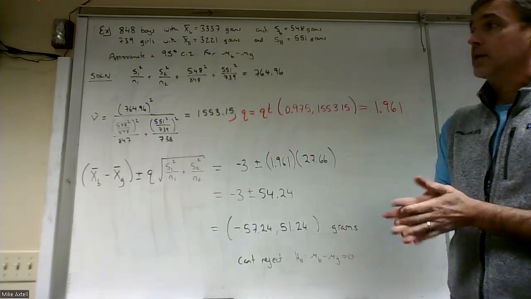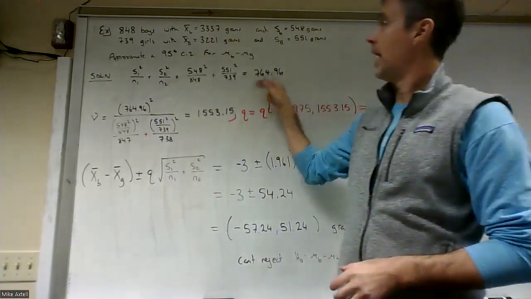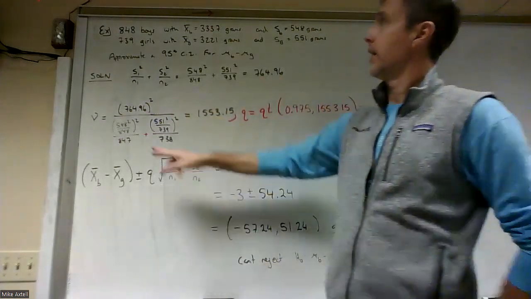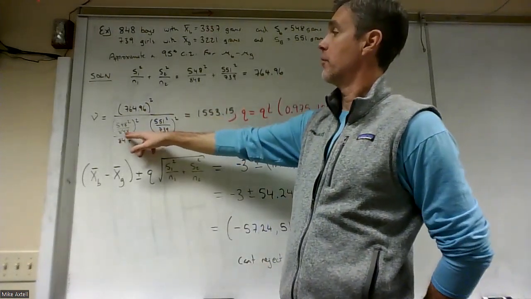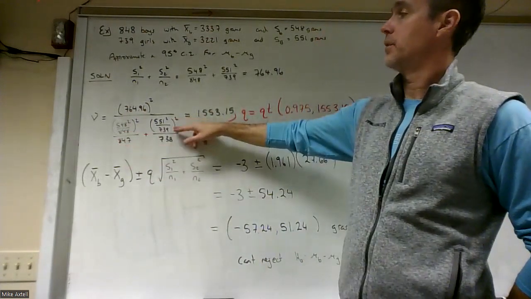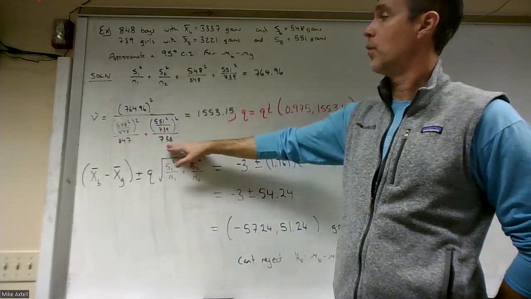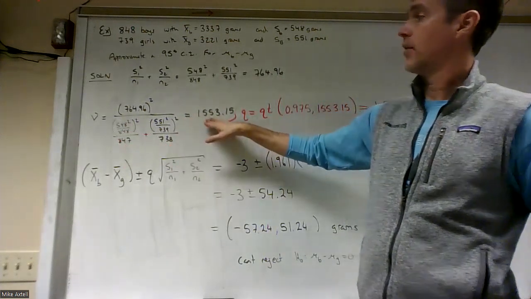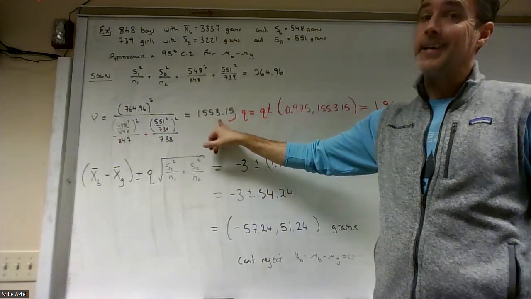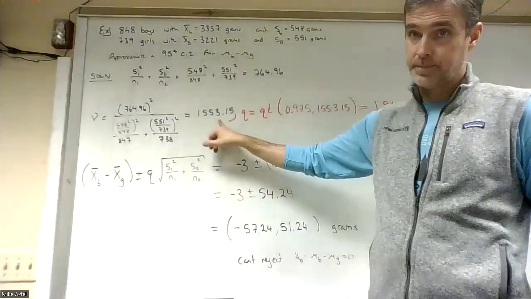Okay, so let's calculate script V. That value got squared for the numerator. And then I have my 548 squared over 848 quantity squared over 1 less than 848, and my 551 squared over 739 quantity squared over 1 less than 739. And that cranked out to give me 1553.15 degrees of freedom. Yes, degrees of freedom can have decimals, okay?